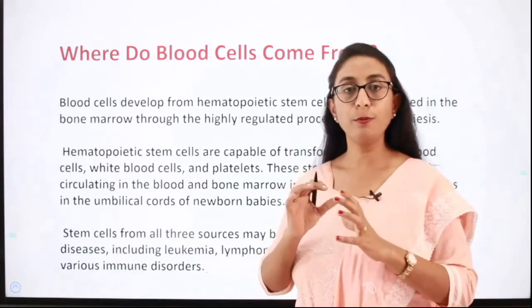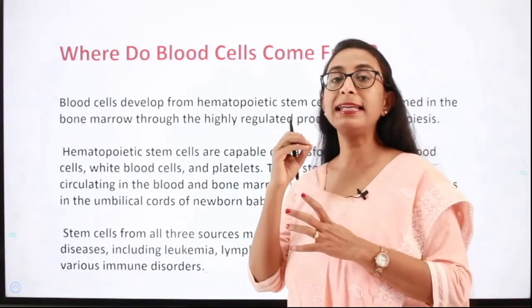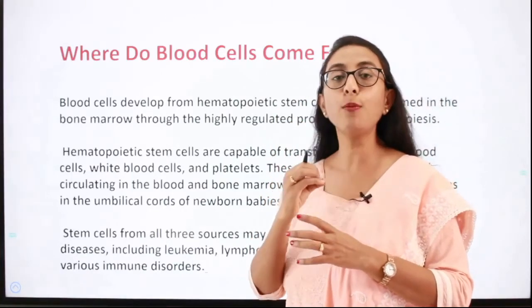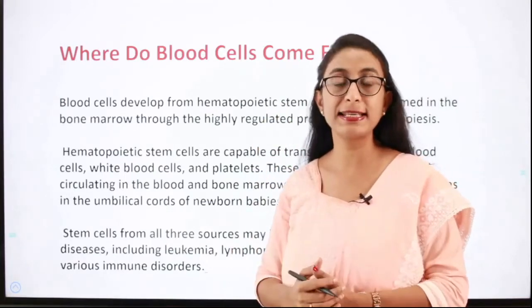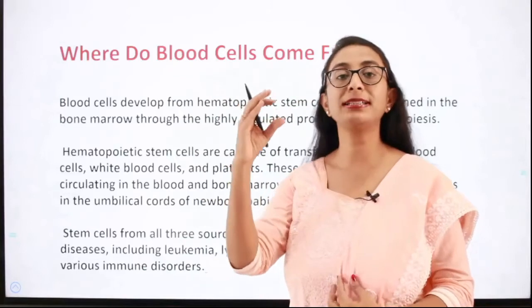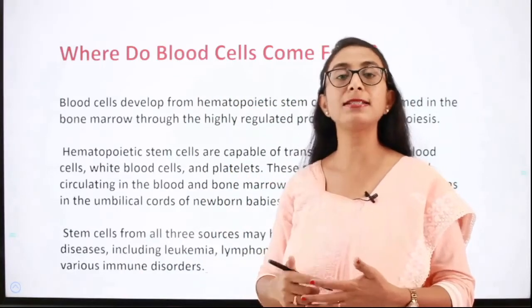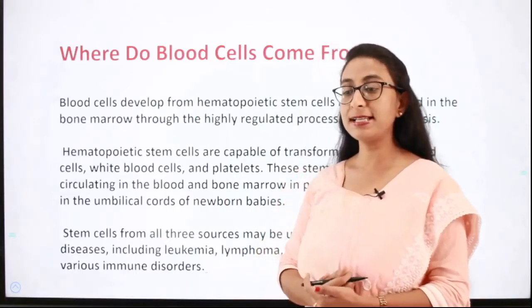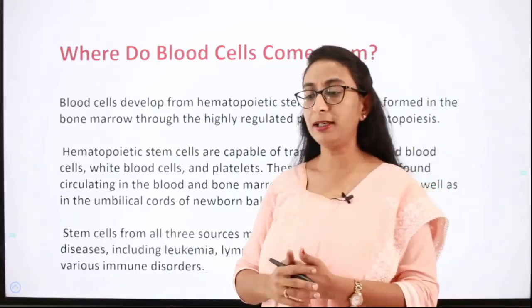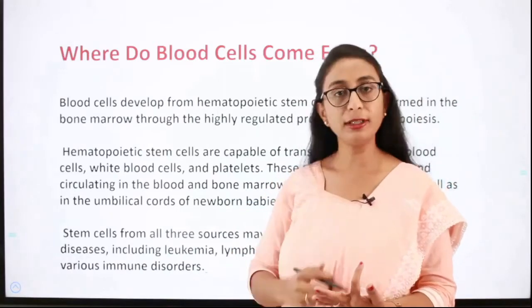In the bone marrow, you know what the bone marrow is, right? Inside the bone marrow, there are these stem cells called hematopoietic stem cells, which differentiate to give us the blood cells. So it is from these hematopoietic stem cells that all the blood cells like the RBC, WBC, and platelets are formed. Hematopoietic stem cells are capable of transforming into red blood cells, white blood cells, and platelets, all three of them.